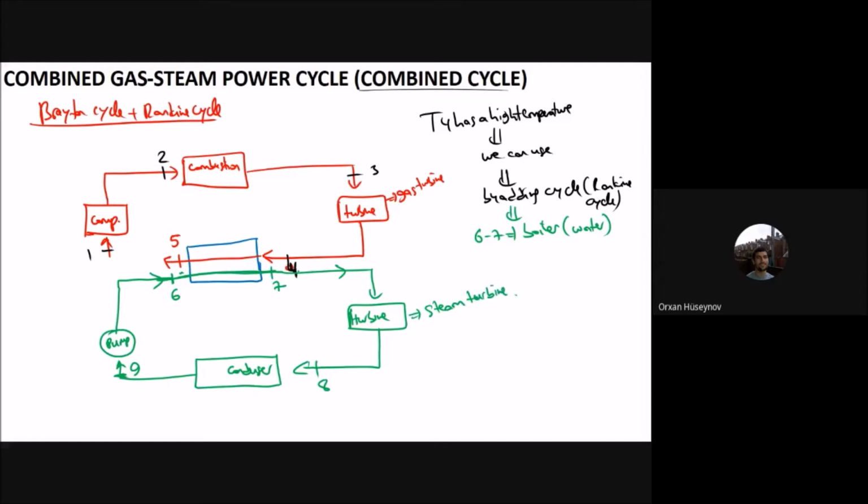And the temperature of 4 is more than the temperature of 6. So if I just write it for the cycle here, the temperature of 4 should be greater than the temperature of 6. Otherwise, you cannot have the heat transfer here. And if it is not 100% efficiency, it is also possible that the temperature of 5 will be greater than the temperature of 7, because it is not an ideal heat exchanger, and you will have heat losses during the process.